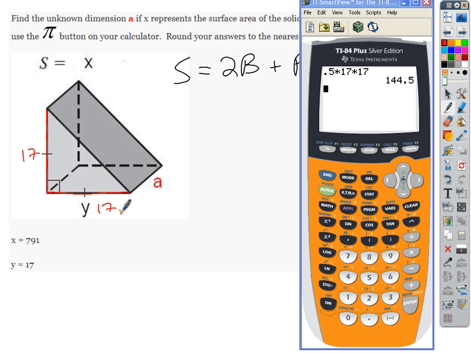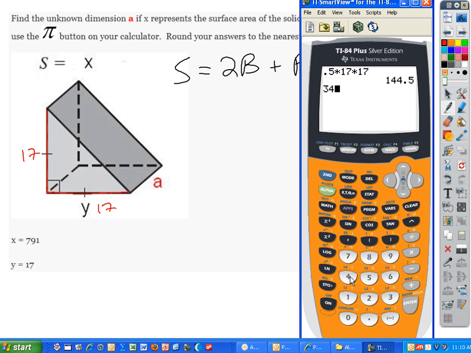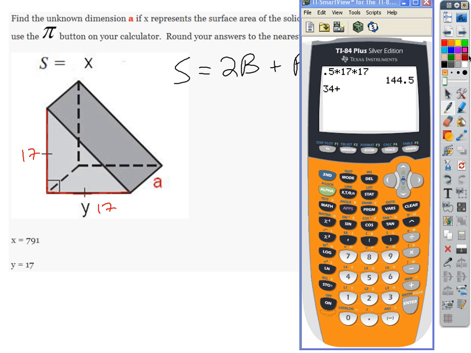Plus, what about this one? What's that going to be? It's a hypotenuse, right? So we know it's the square root of what? 17 squared plus 17 squared. Okay, so we'll add that to the 34, and then we've got the whole perimeter.